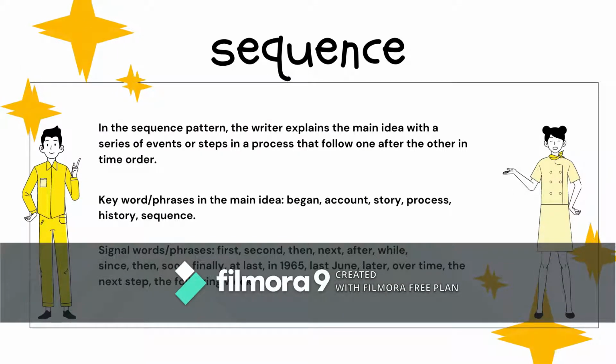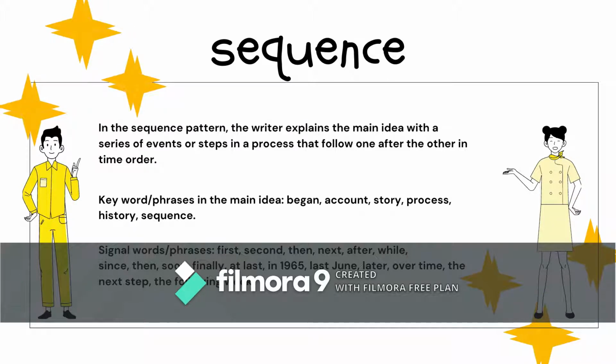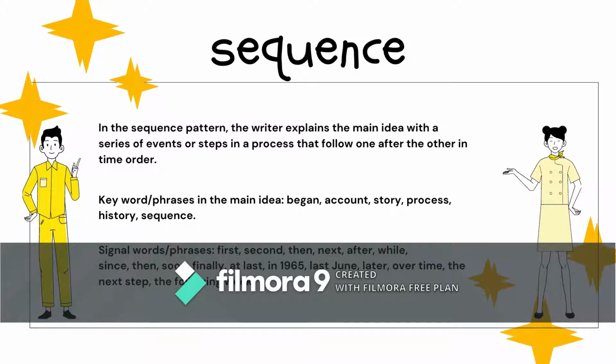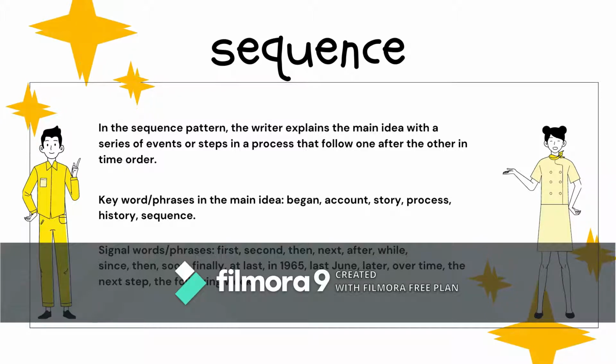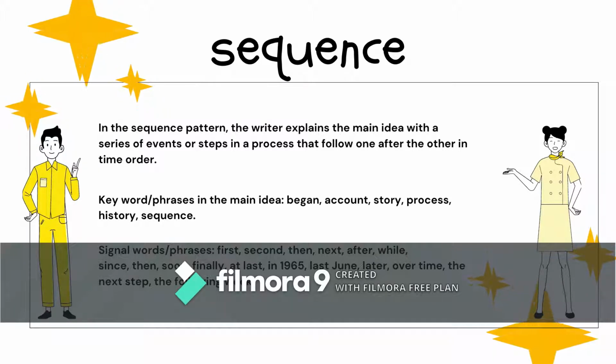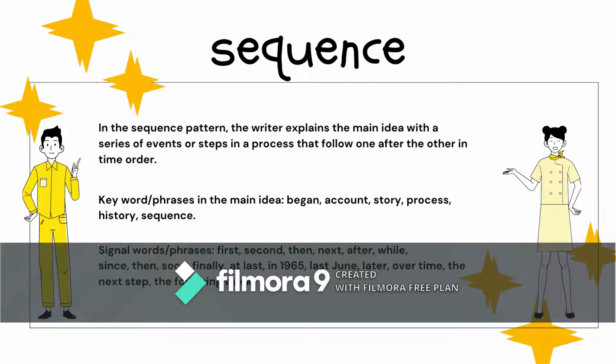In the sequence pattern, the writer explains the main idea with a series of events or steps in a process that follow one after the other in time order. Keywords or phrases in the main idea are begin, account, story, process, history, and sequence. Signal words or phrases are first, second, then, next, after, while, since, soon, finally, at last, in 1965, last June, later, over time, the next step, and the following week.